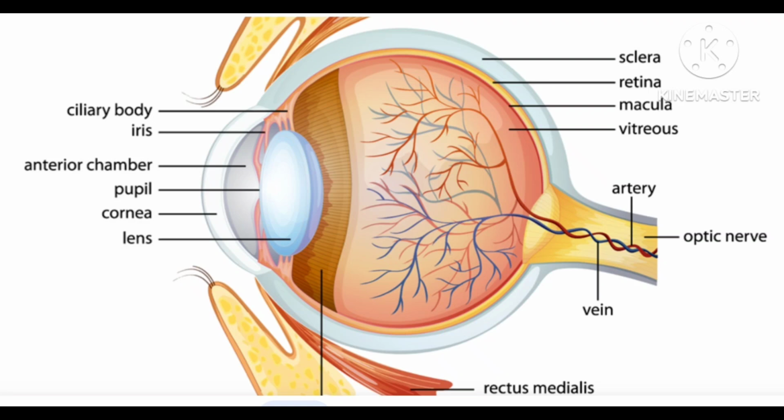And that is the nerve which connects the brain with the eyeball. So information from the eye is carried to the brain through the optic nerve, and it is again carried from the brain to the eye through this optic nerve.